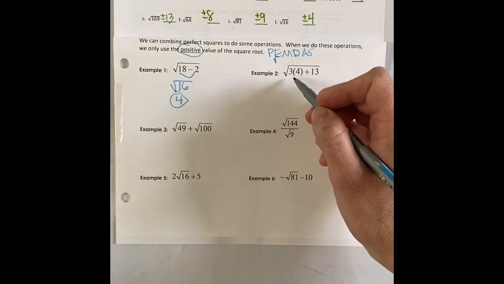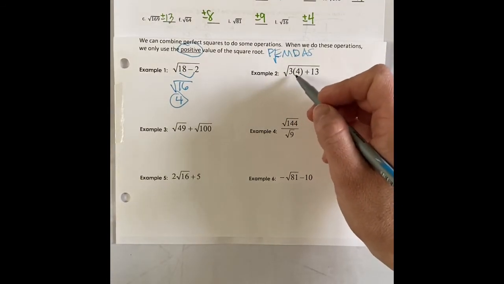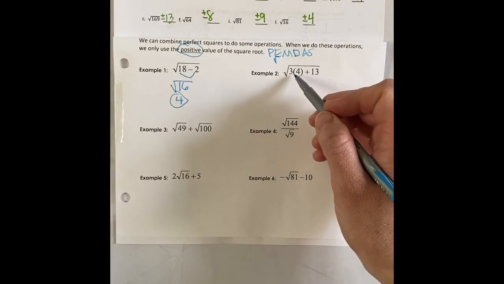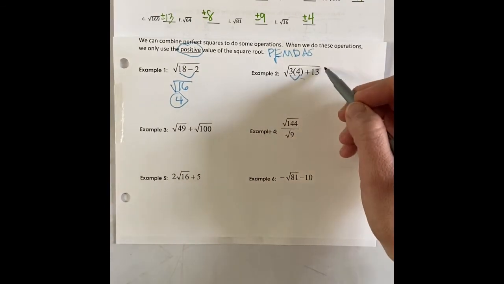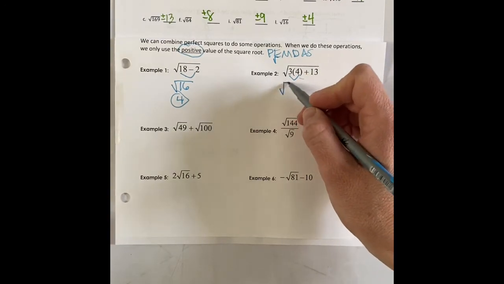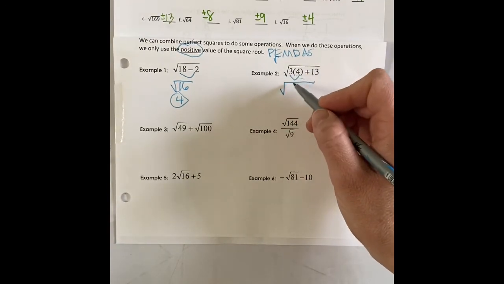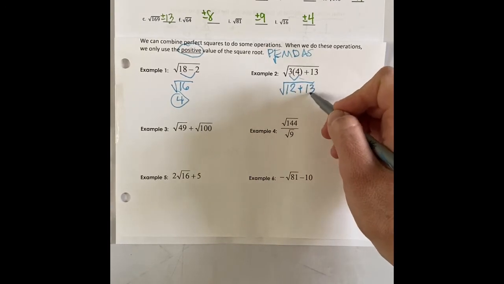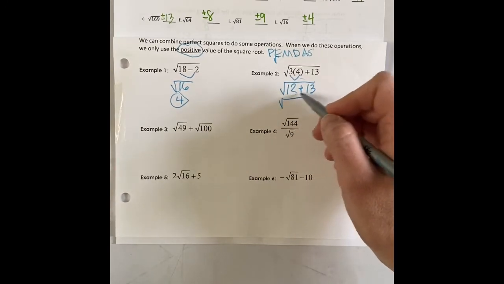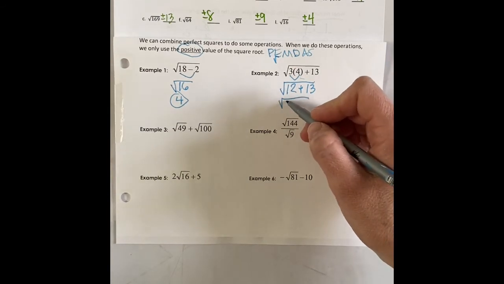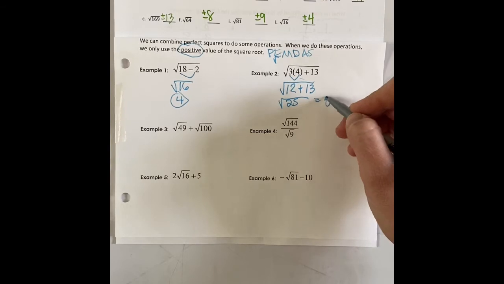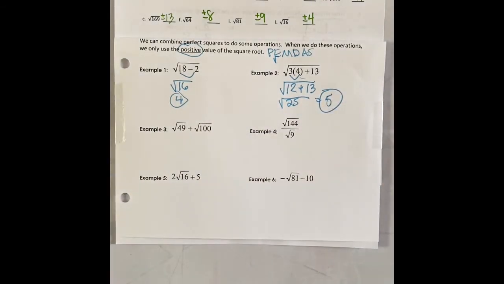Number 2. We have the square root of 3 times 4 plus 13. Following order of operations, we have to do our multiplication before we add. So I keep my square root sign. 3 times 4 is 12. Bring down my plus 13. Then I have to add together 12 and 13, which would be 25. And then I can take the square root of 25, which is equal to 5.